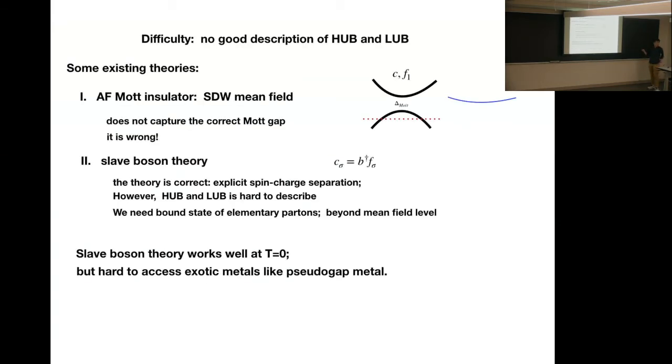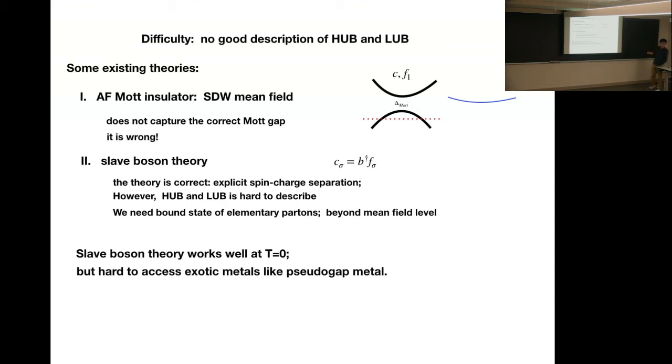Yeah, so why can't we implement this simple idea? The difficulty is we don't actually have a good description of the upper Hubbard band and lower Hubbard band. So we say it's a band, but it's really not a band. This is just intuition, it's not correct. So these are some existing theories. The first one, you can try to use the Slater way of building, and you can get a band instead. But as I said, it's a wrong theory. So let's just ignore it.